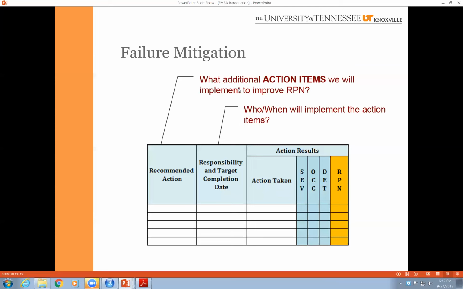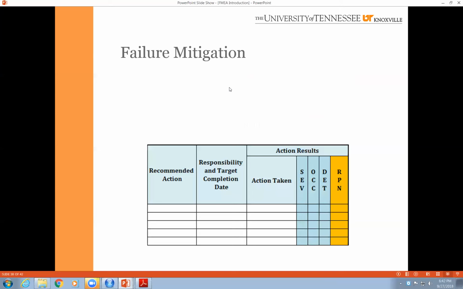Who's responsible for it from a planning perspective? When is it going to happen, and so on? And then start thinking about after you do that action item, after it's completed, hopefully those numbers went down, right? Hopefully you improved the probability of occurrence, right? Severity might be the same. If it happens, it's still a problem, but hopefully that occurrence went down significantly because you improved the material, right? And you were able to detect it, so the RPN should go down.